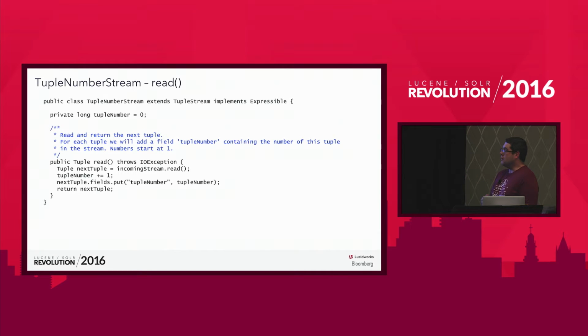There's an important point here. We're reading one tuple from our incoming stream, and we're returning one tuple. So it's a one-for-one kind of map. And we're not throwing any tuples away. We're not collapsing any tuples down. We read it in, we send it out after we've modified it. So it's very simple.